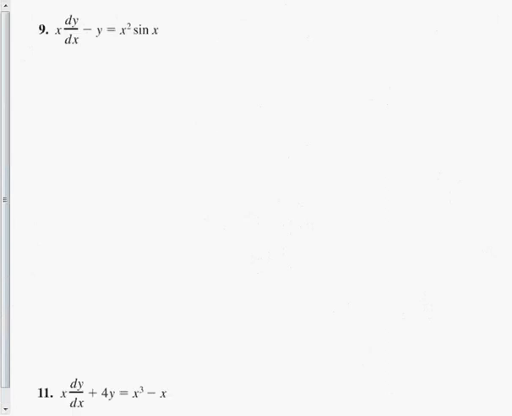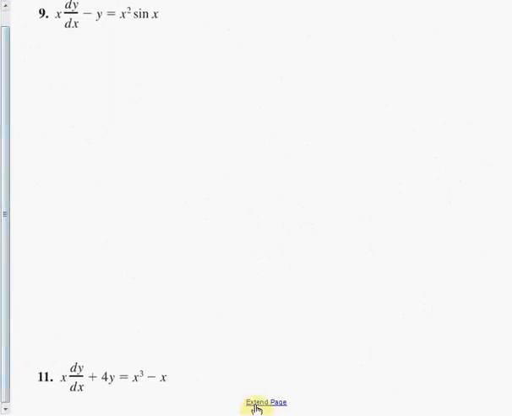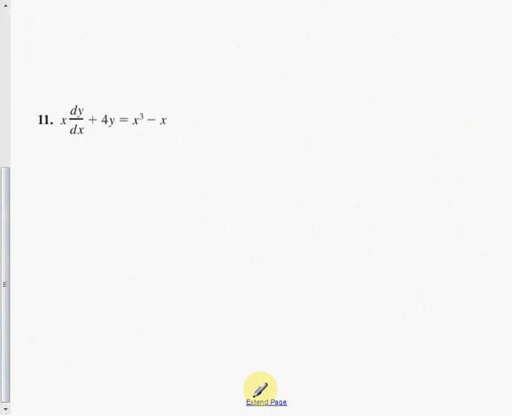All right. Let's take one more. It's number 11, and then we'll move on. Number 11 is not written in the form. We have to divide everything through by an x. So this is y prime plus 4 over x times y is equal to x cubed minus 3, divided by x is just x squared minus 1.